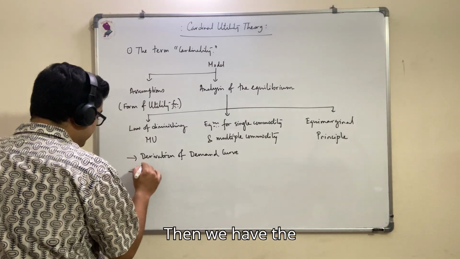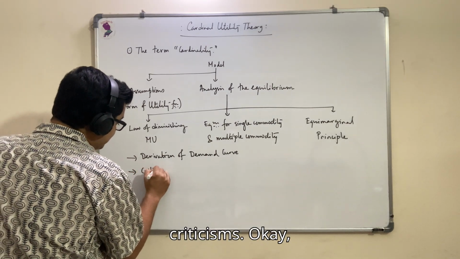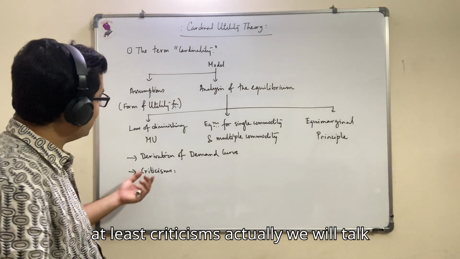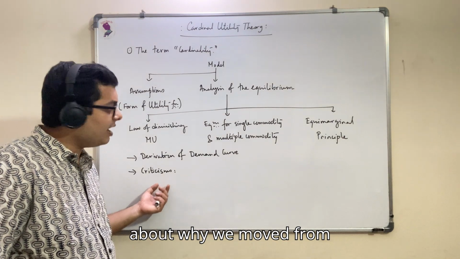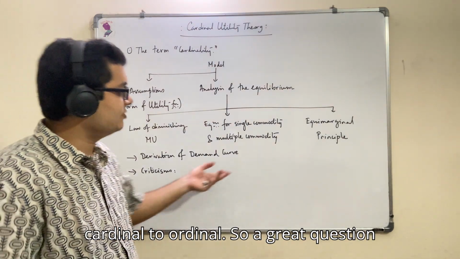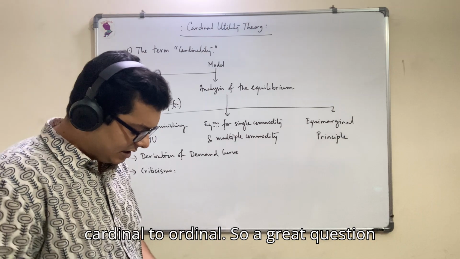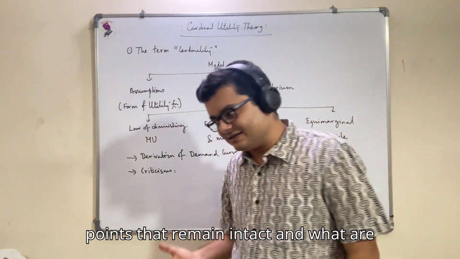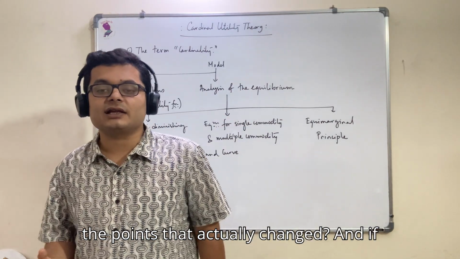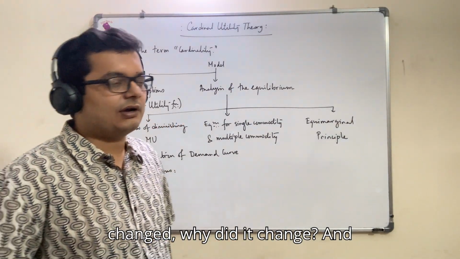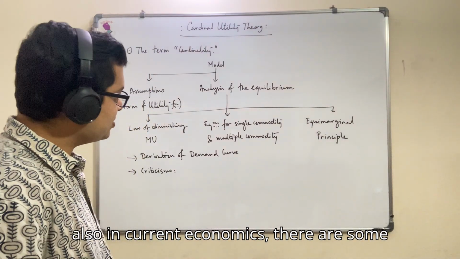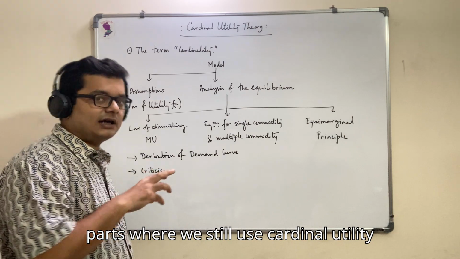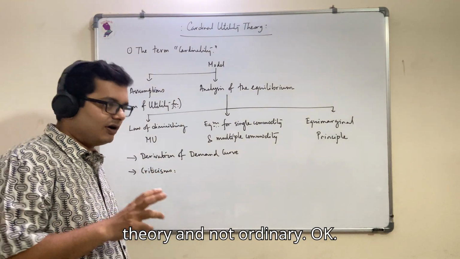Then we have the criticisms. These criticisms will talk about why we moved from cardinal to ordinal. So a great question in that regard is, what are the points that remained intact and what are the points that changed, and if changed, why did it change? And also in current economics, there are some parts where we still use cardinal utility theory and not ordinal.